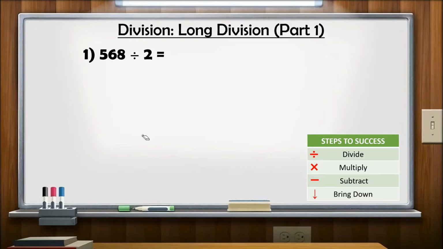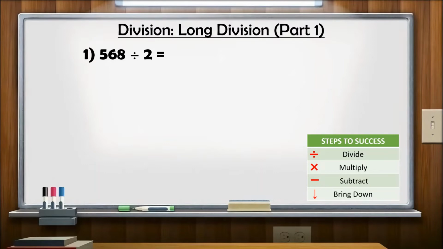So for example 1, I've chosen a question which isn't too challenging, so I can show you how my steps to success are used to get to my solution. So let's go into it. We have 568 divided by 2. So before I can use my steps to success, I'm going to set up the question as I have done for my previous division videos.